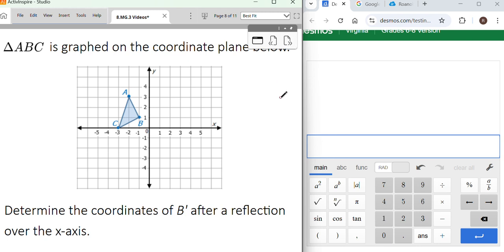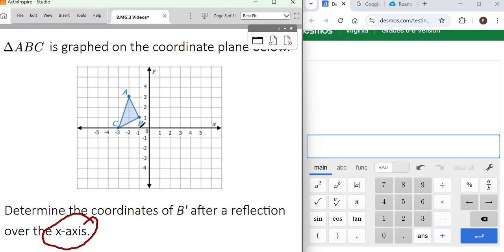Now here's another one. Triangle ABC is graphed on the coordinate plane below. Determine the coordinates of B prime after a reflection over the x-axis. But all they want is B, so let's concentrate on that. Here is your x-axis. It's labeled here, but you got to make sure you know what it is just in case it's not labeled somewhere else. So it says B prime, so let's start with B.